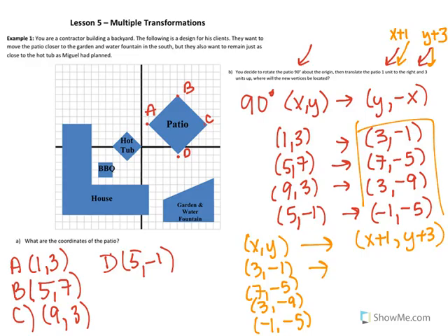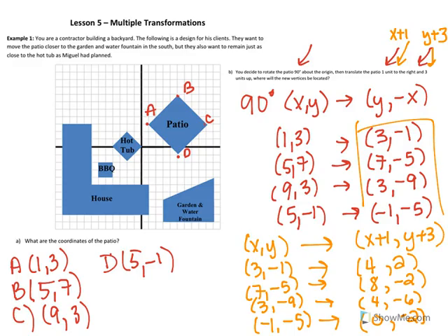So we're going to add 1 to the x value, so 4, and add 3 to the y value. So -1 plus 3 will change into 2. This one is going to go 7 plus 1 to make 8, -5 plus 3 to make -2. 3 plus 1 will make it 4. -9 plus 3 will become -6. And -1 plus 1 is 0. And -5 plus 3 is -2.